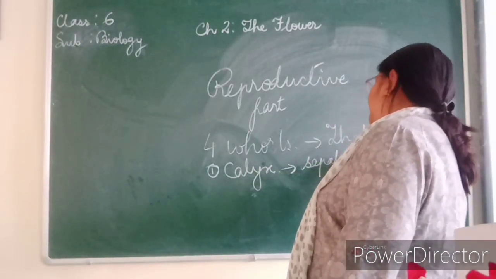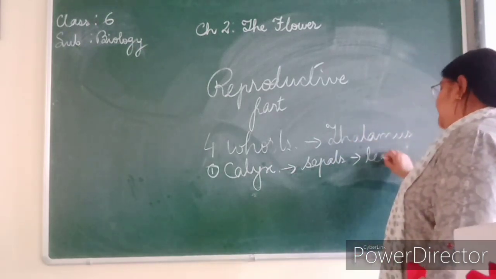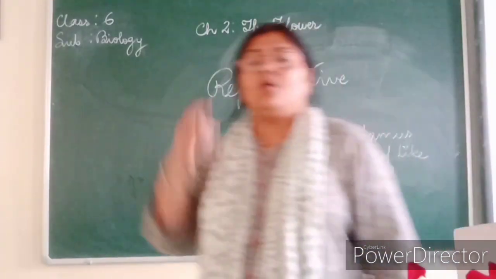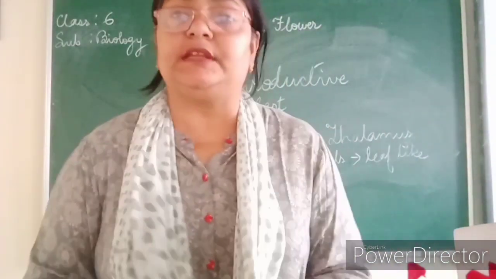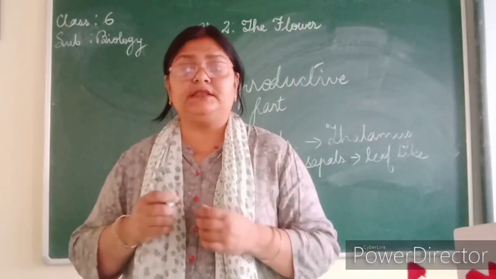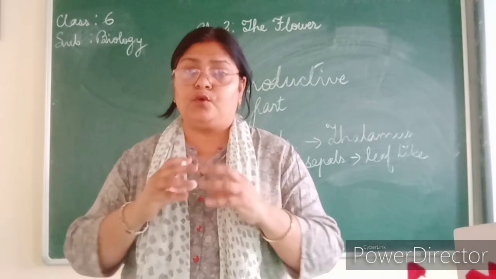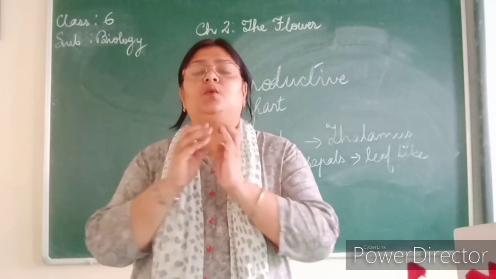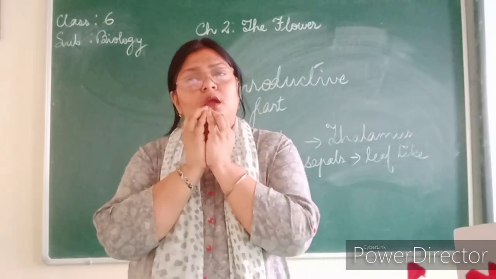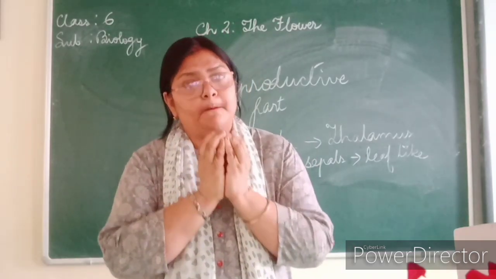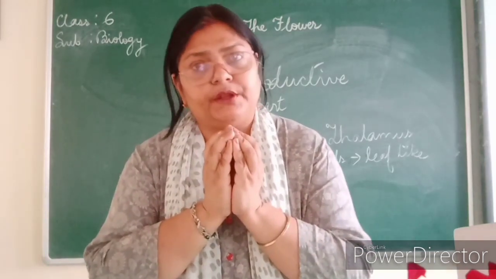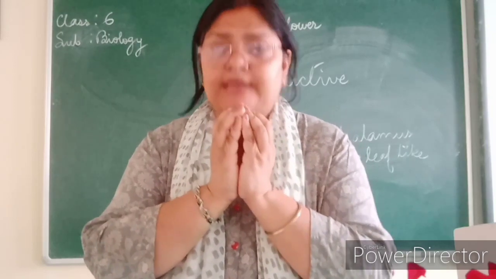Calyx is made up of sepals. What we need to remember here, let's note down: sepals, leaf-like. Now this is the structure. What is the function of the calyx? How does it help the flower? The calyx protects the floral parts, the parts of the flower, when it is in the bud stage. So it covers the growing parts of the flower in the bud stage. That is the function of the calyx. Clear? Now we move on to the second whorl.